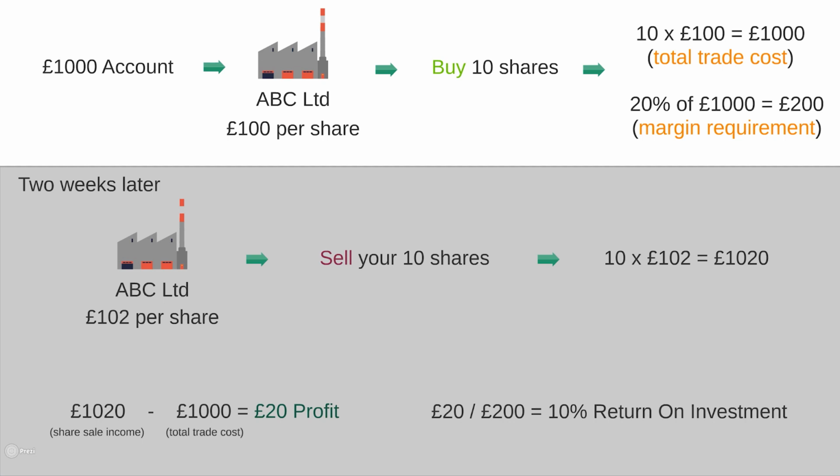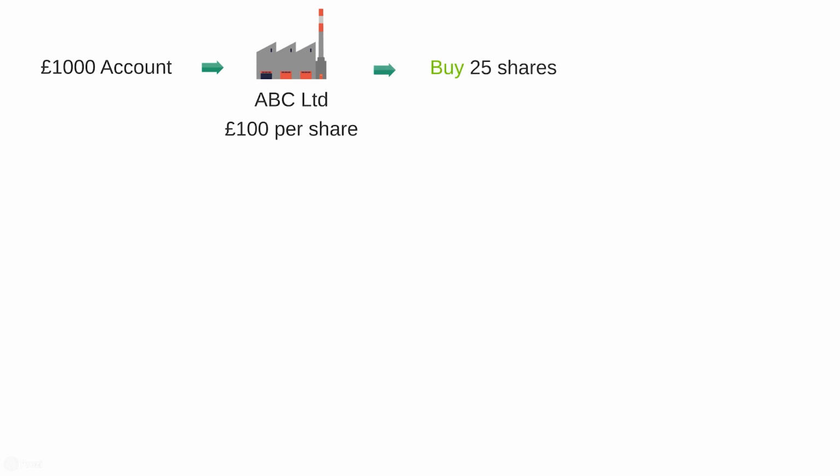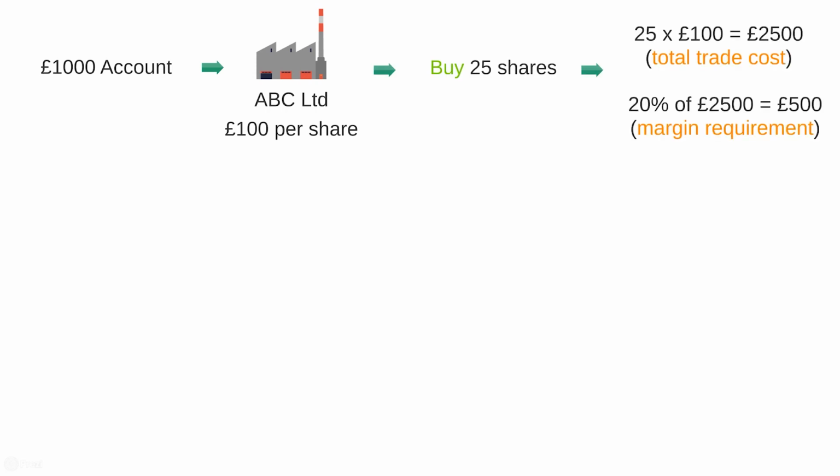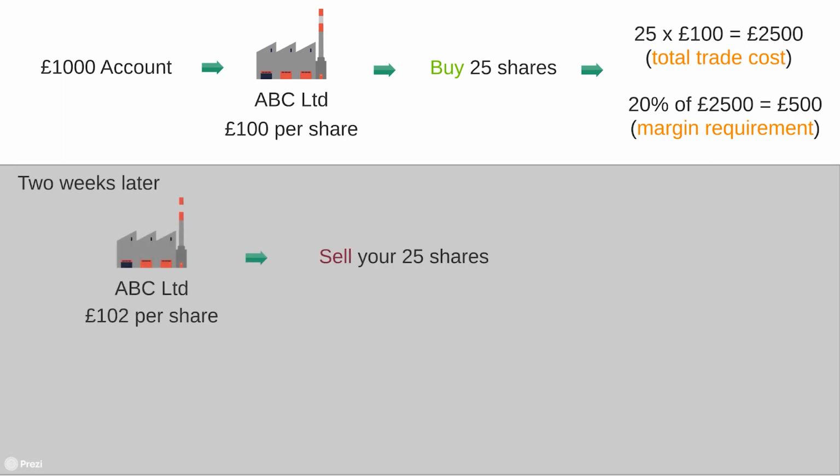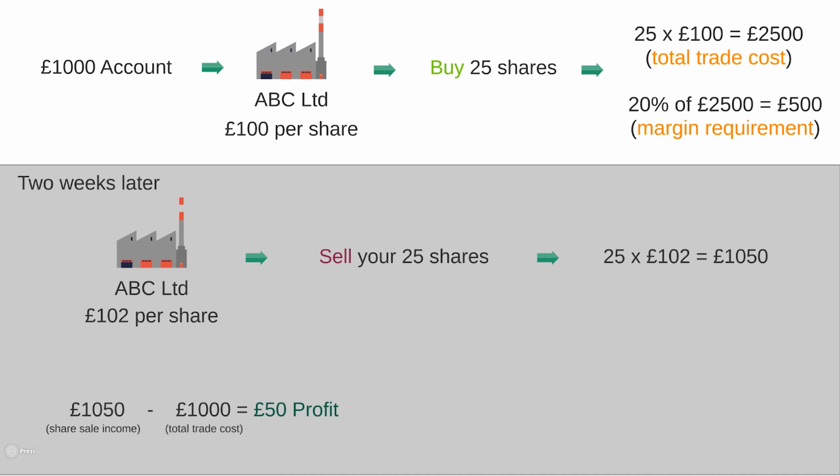Now you may be thinking, okay, but I still only made £20. And that's true, but the difference is you still had £800 of your £1,000 available. You could have invested £500 of your account in the leverage trade. This would have bought 25 shares at £100, which you would have then sold at £102 2 weeks later for a return of £50. That is still a 10% return on investment, but £30 more than you made on the unleveraged trade by only using half of your account. Hopefully that has demonstrated how powerful trading with leverage can be.